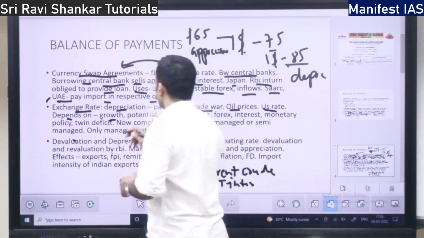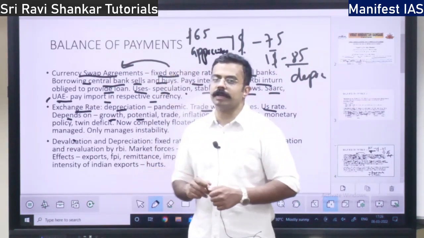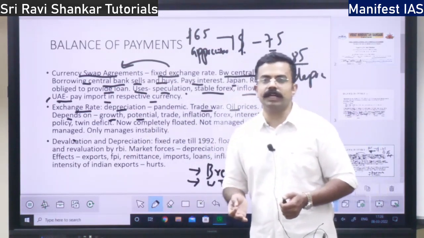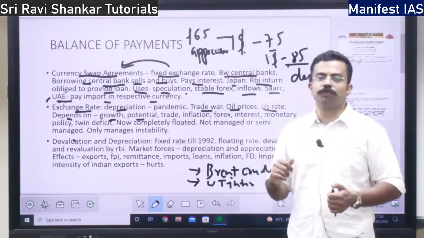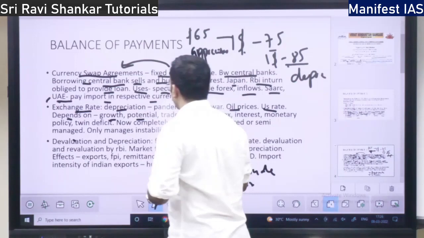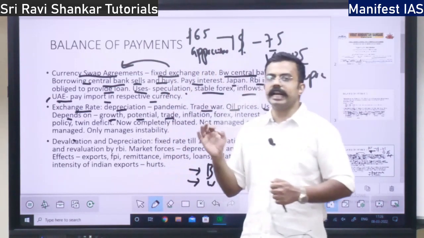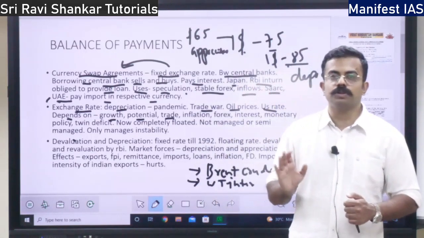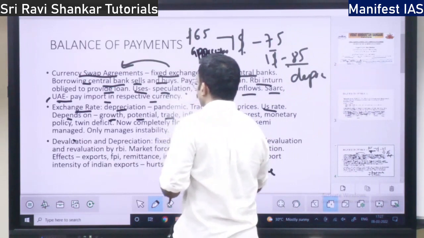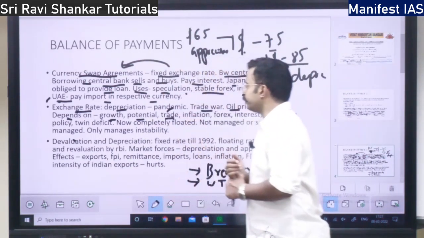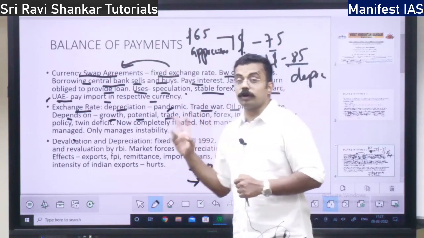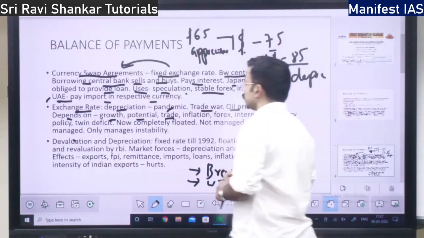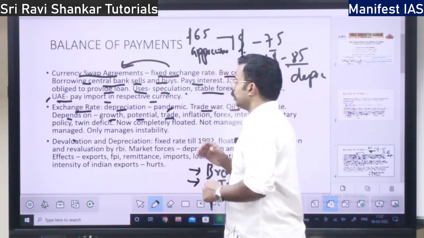Okay. So it depends on growth and also the potential of the economy, whether the economy is potential enough to grow. The Indian economy is said to achieve a $5 trillion economy by 2025. So it depends on the potential of the economy and also the trade potential, whether the country is eligible to trade. Based on the trade potential also, whether the export and import numbers are good, the exchange rate will get determined.